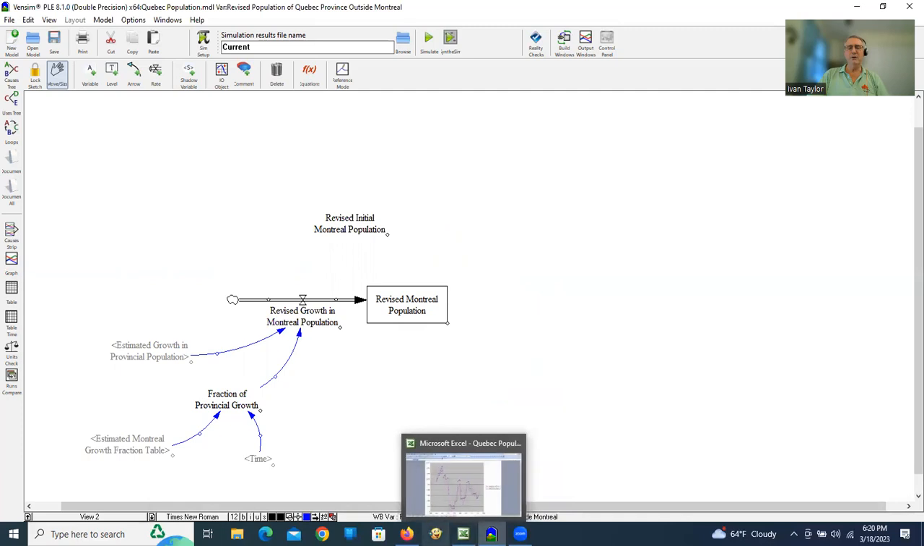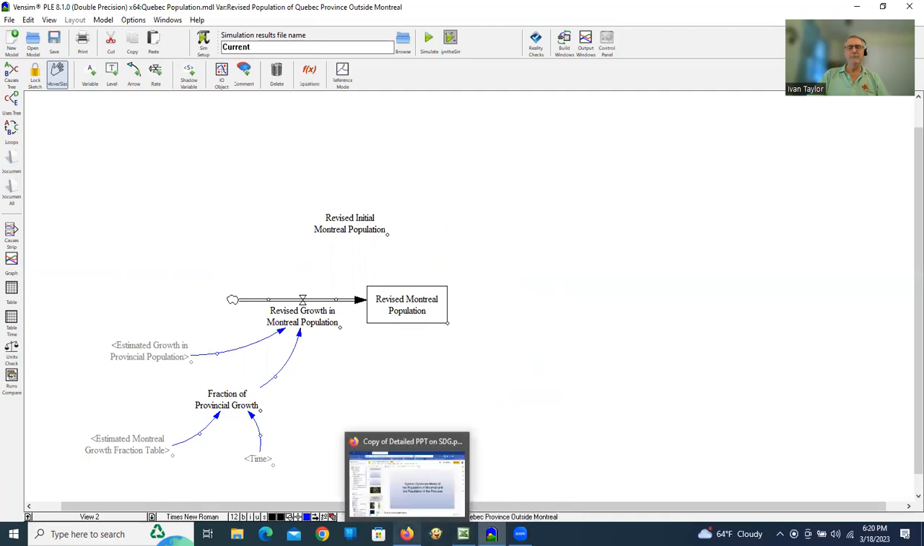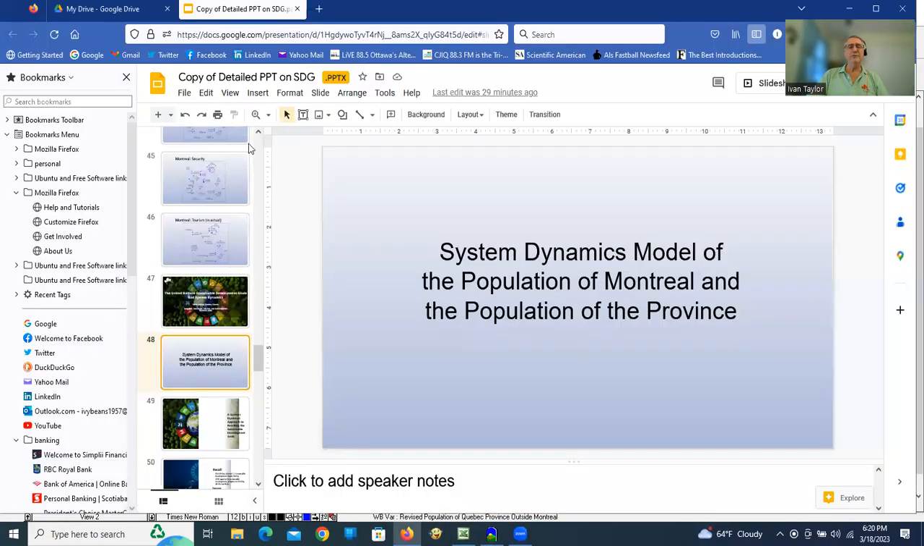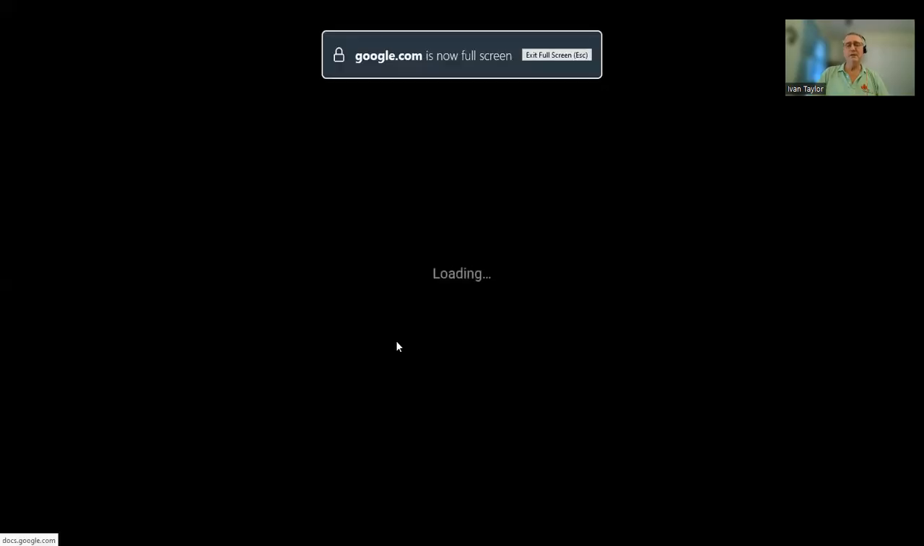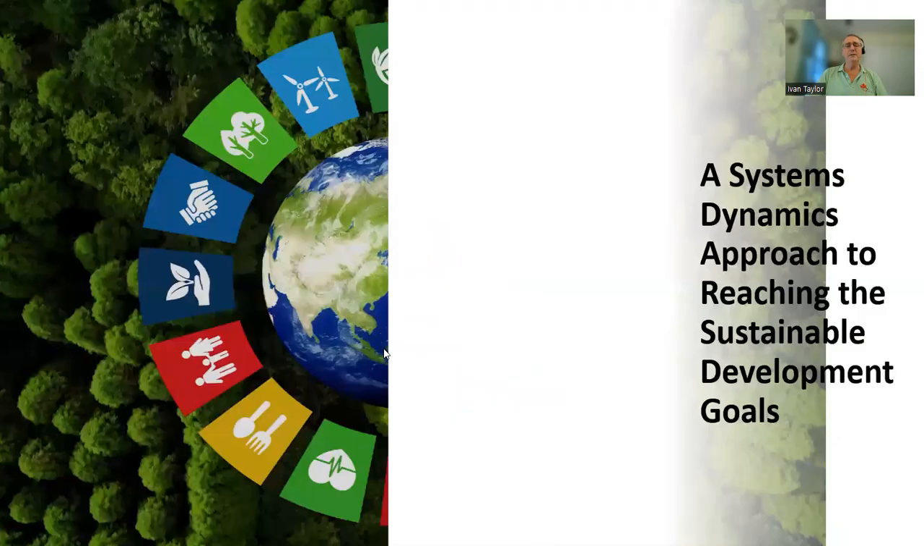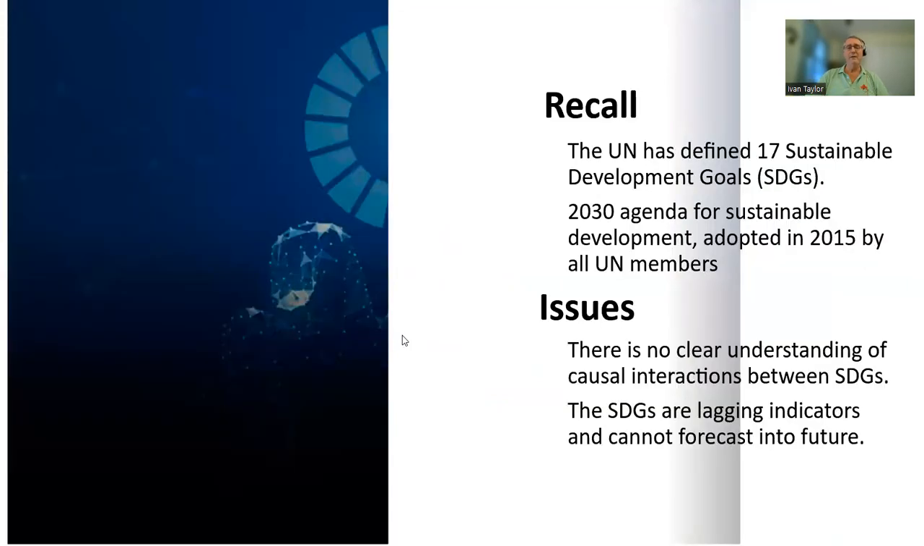Okay, so let's go back to my presentation and let's look at the system dynamics model we built for the Sustainable Development Goals. And recall that the United Nations defined 17 Sustainable Development Goals, and they have a 2030 agenda to reach sustainable development that was adopted in 2015 by all UN members.